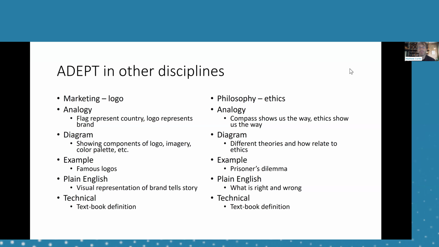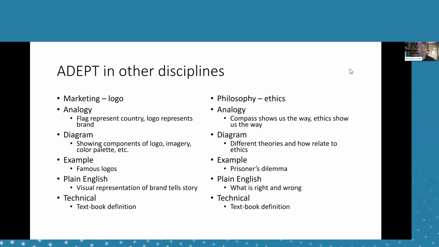For the diagram, rather than being concrete like I did with the logo, with the diagram here for ethics, I might show some different theories and how the different theories relate to each other in respect to ethics. I might give an example here, the prisoner's dilemma.